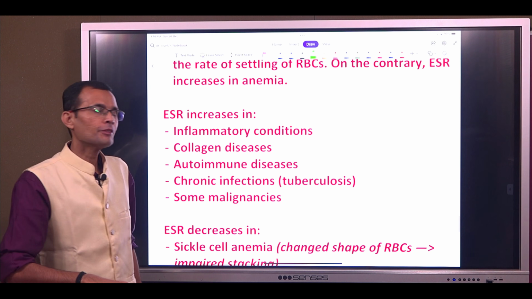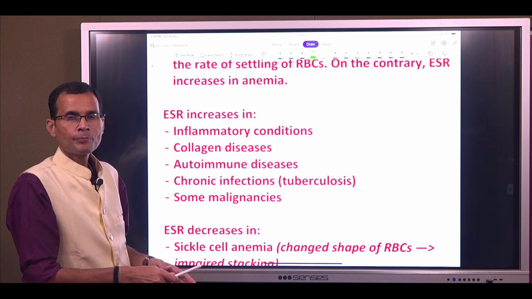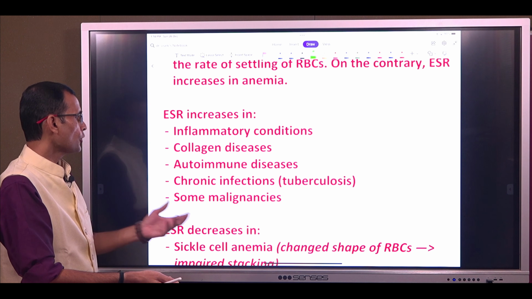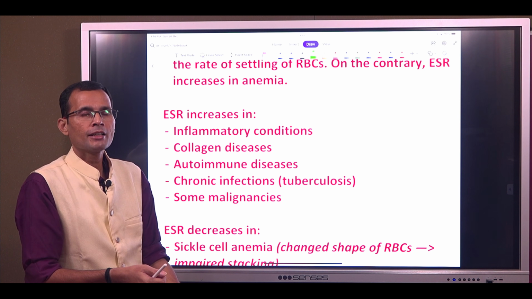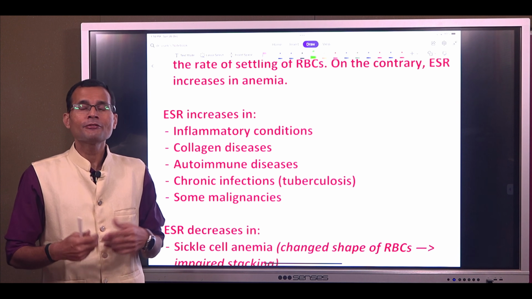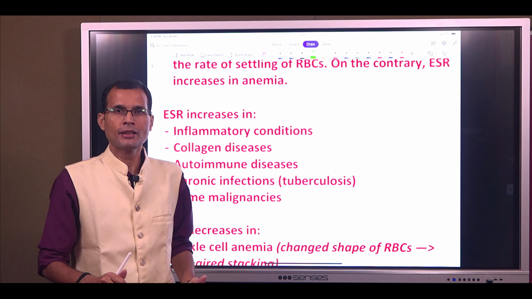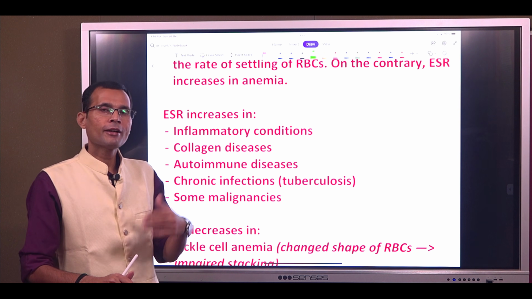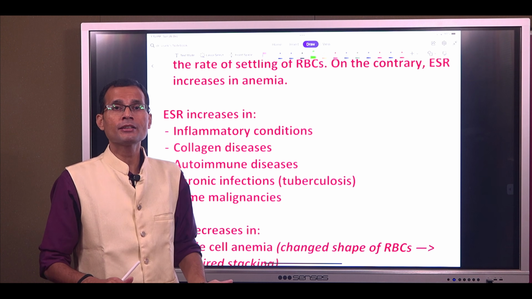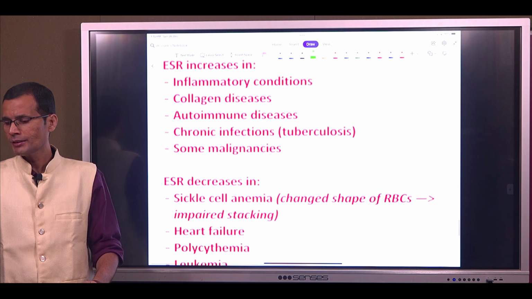Then what is the importance of ESR? Let us first look at the conditions. ESR increases in inflammatory conditions, and there are lots of such conditions: collagen disorders, autoimmune diseases, rheumatoid arthritis, and so on and so forth. Chronic infections, tuberculosis very commonly. In fact, this investigation was first employed in cases of tuberculosis itself. Very often you will find that the ESR has gone up in excess of 100 millimeters at the end of 1 hour. So, tuberculosis and chronic infections, and some malignancies also.